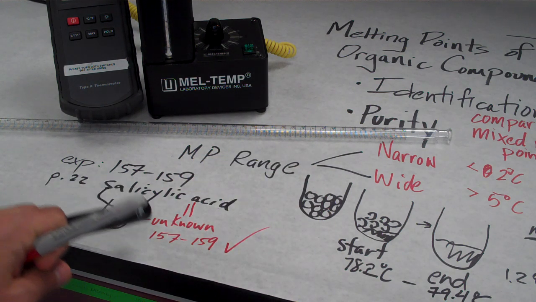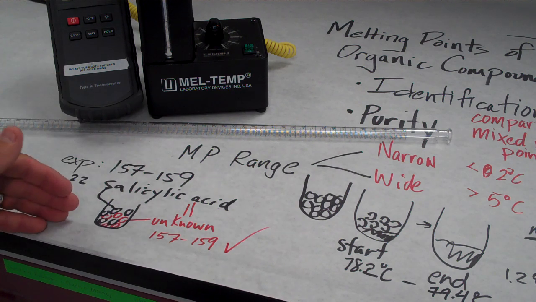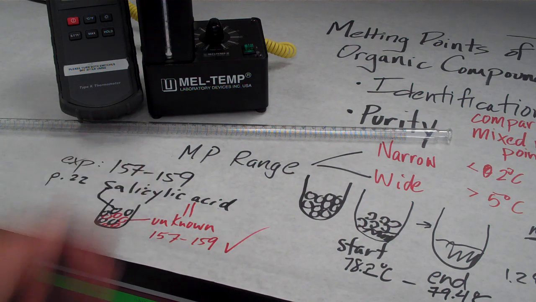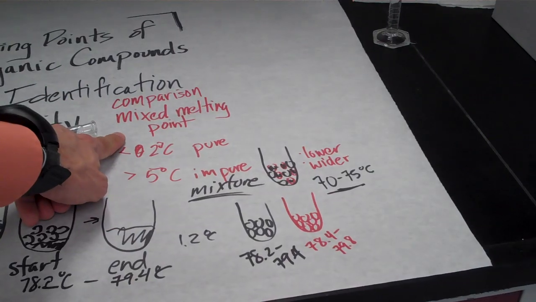If this mixture melts at any other temperature range that is lower than 157 to 159 and wider, then the unknown is not salicylic acid, because it would be a mixture like the one I was referring to earlier.